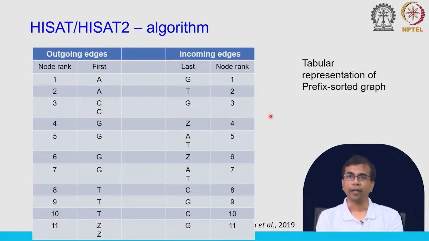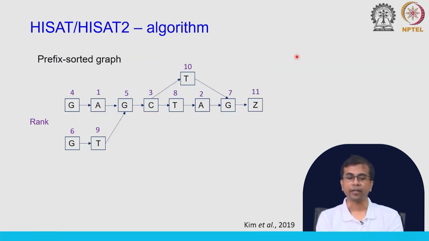So, what we do next is we have a tabular representation of the prefix sorted graph, which talks about outgoing edges and incoming edges. And as you can see, they are sorted by this node rank, from 1 to 11, and they have two columns called first and last. So, this is something that is interesting. It is very similar to what we have talked about when we discussed the Burrows-Wheeler transform. So, what is this first and last?